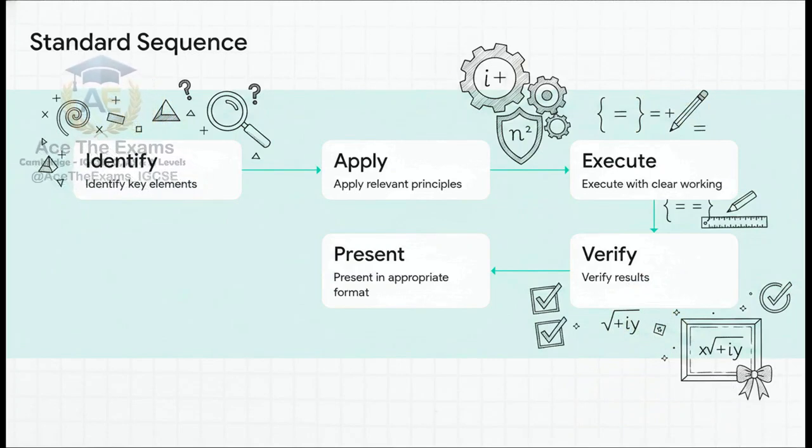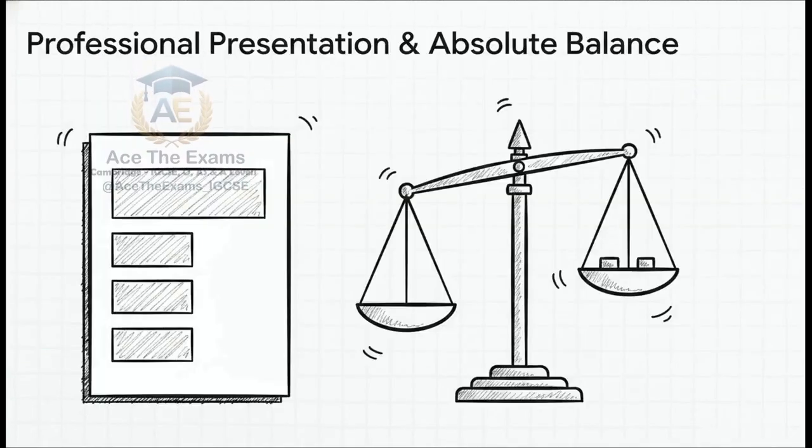Step 4. Verify results. Take a micro pause right here. Check your arithmetic. Did i squared correctly become -1? Step 5. Present in appropriate format. If the command word asks for the answer in the form x plus iy, ensure your final line strictly adheres to that parameter. Proper presentation is absolutely non-negotiable. Headings, correct terminology, appropriate formats, and clear annotation.